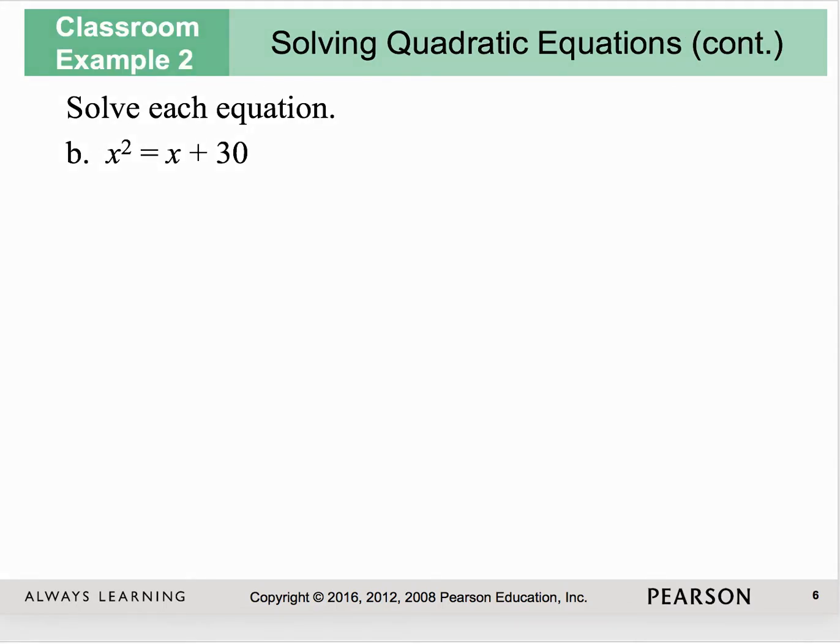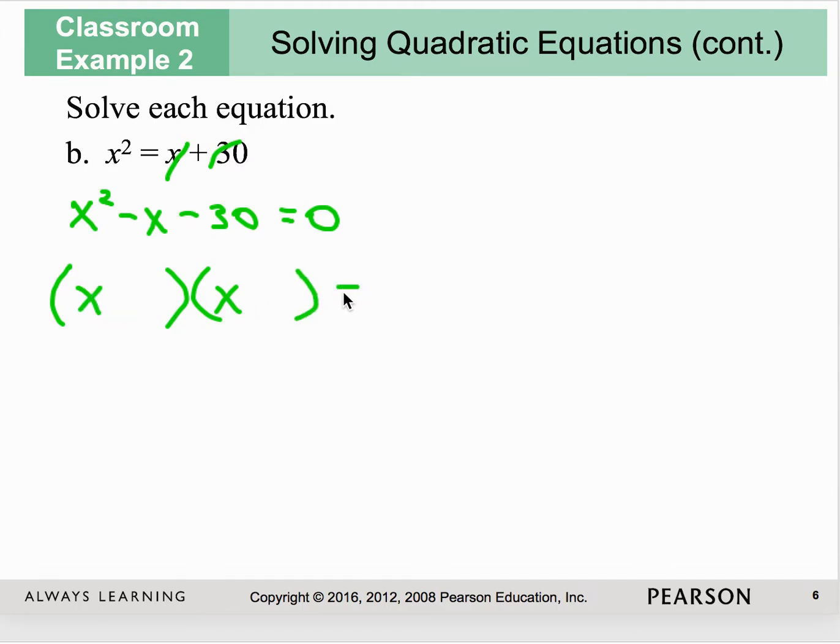Okay, same thing. I see it's quadratic. I have to set it equal to 0. So I'm going to subtract x and subtract 30 from both sides. Right? Subtract x from both sides so that that's gone, and subtract 30 from both sides. Again, leading coefficient is 1, so if it factors, I know it's like this. And I just need to find two numbers that multiply to give -30, add to give -1. -6 and +5. Gotta be good at factoring.